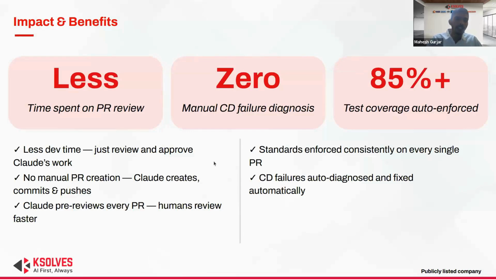And the below benefits tell the full picture. Less development time, because you just review the changes made by Claude, and if you think there is any optimization needed, you can just ask Claude for that as well. And no manual PR creation, because Claude creates the branch for you, commits, pushes the changes for you, and opens a PR for you. And as I already mentioned, Claude pre-reviews your PR, and as Claude reviews every PR, standards are applied consistently. And if the production deployment fails, Claude automatically fixes that.